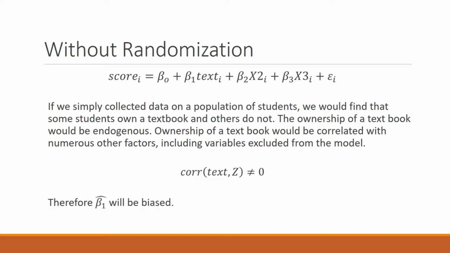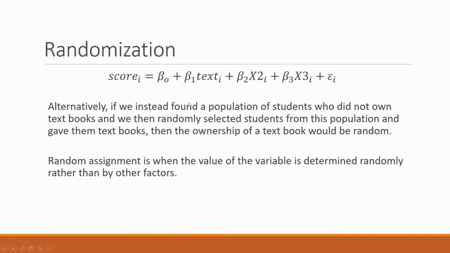Okay, so now that's without randomization. Now let's contrast this. Let's say that it is randomized. Alternatively, let's say that we found a population of students where none of the students owned textbooks beforehand. And then we randomly selected students from this population and we gave them textbooks. Under that scenario, ownership of a textbook would be random. It would not be determined by other things.